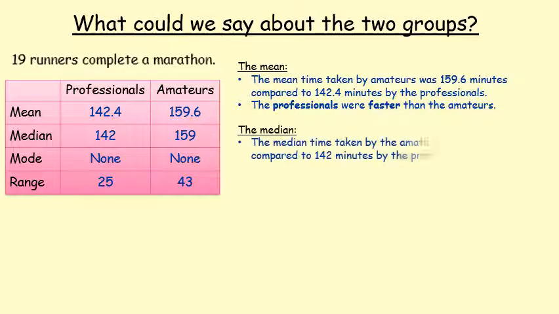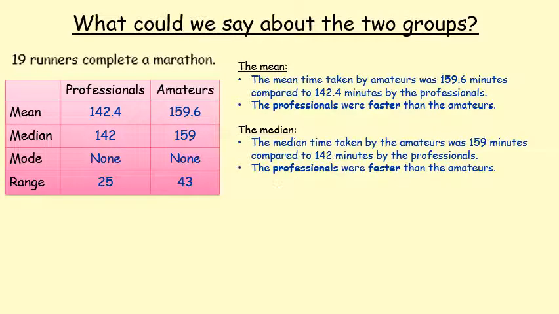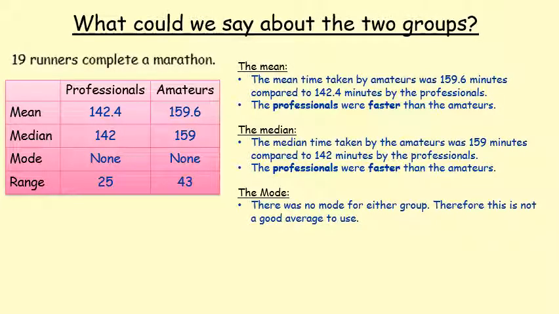Median. So we might say the median time taken by the amateurs was 159 minutes compared to 142 minutes by the professionals. Once again, we can conclude that on average, the professionals were faster than the amateurs, and that's fine. We can repeat ourselves when we're making these points. For the mode, there is no mode for either group. Therefore, we could say the mode is not a good average to use because it doesn't tell us anything about our data that's useful.